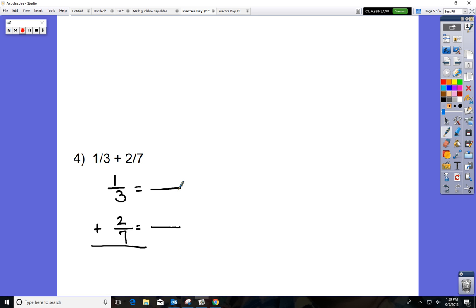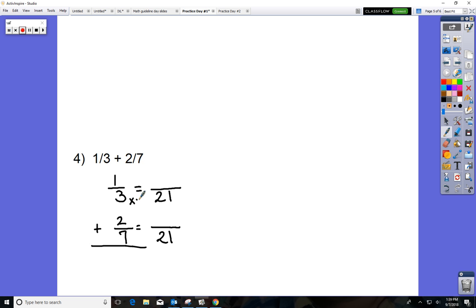The easiest way to do this is to take the two denominators and multiply them together. In this case, that's what we would have to do in order to find the least common multiple of these two numbers. So 3 times 7 is 21. So 21 would be my common denominator. It's a number that both of these denominators can go into.